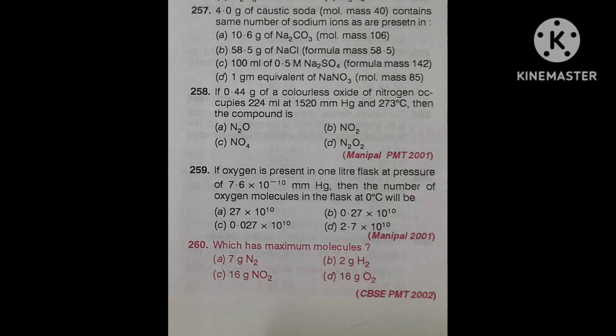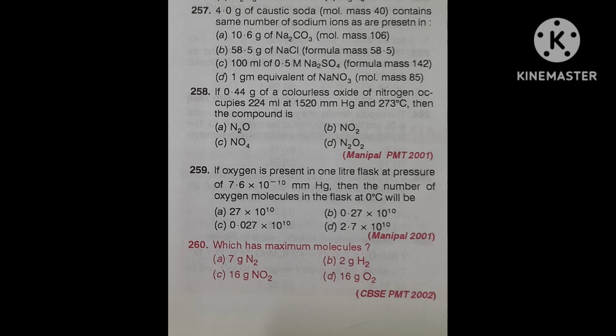4 gram of NaOH means how many moles? 40 gram means 1 mole, then 4 gram means 0.1 mole NaOH. It means 0.1 mole NaOH gives 0.1 mole sodium ion. Correct? Now you have to compare with the other given options.